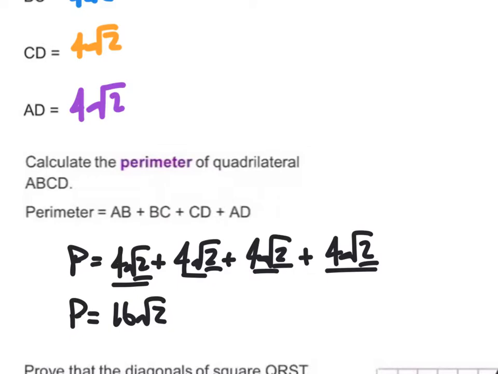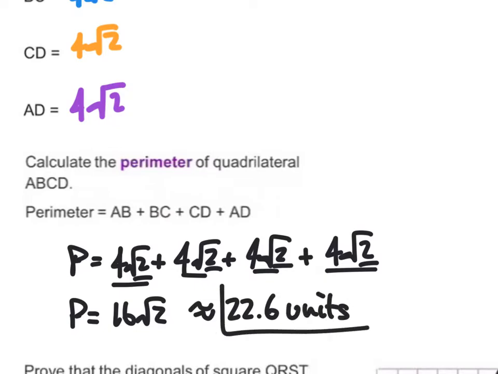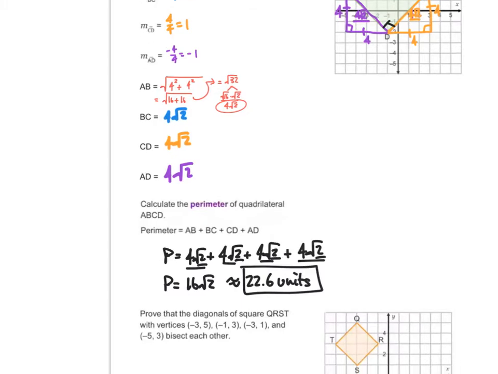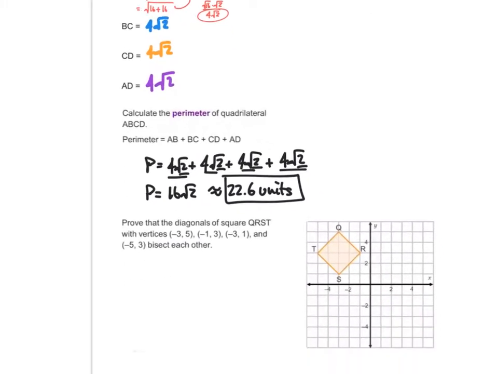And you can just plug that into your calculator. I'm going to do 16 times the square root of 2 and hit enter, and that's going to give us a perimeter of approximately 22.6 units. And that's all we're doing. So that's what we've got. Okay, let's go ahead and take a look at the next one.